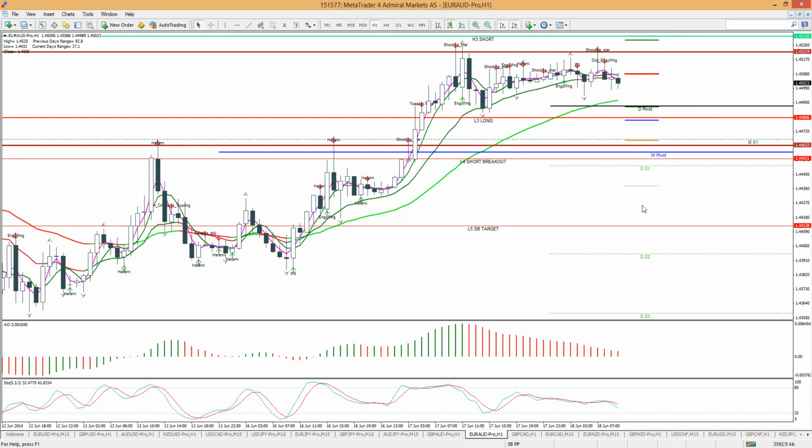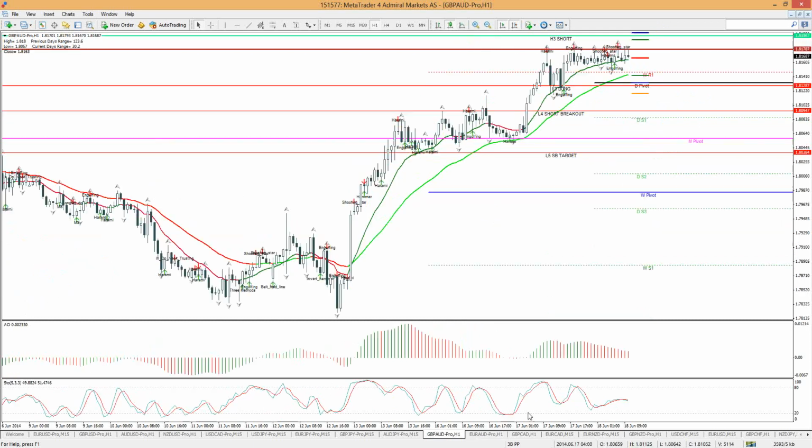So the euro aussie is something I would find interesting, more interesting than the pound aussie at the moment. But the pound aussie, yeah, it's not bad. It's just we have the news event anyhow, so the euro aussie is looking better.